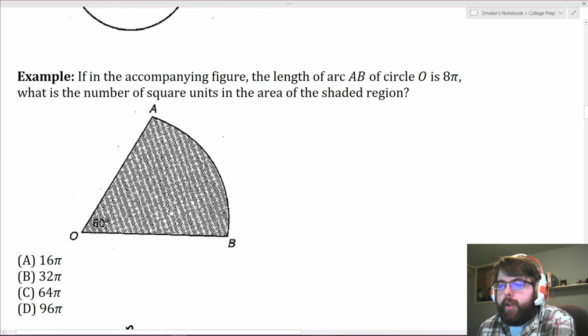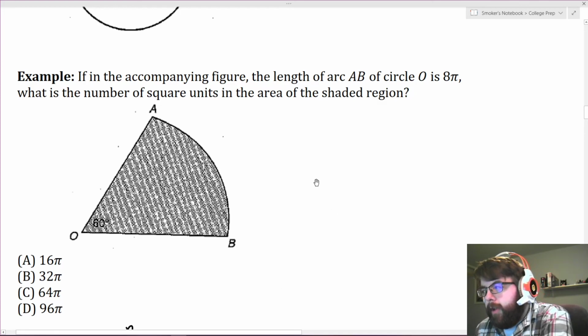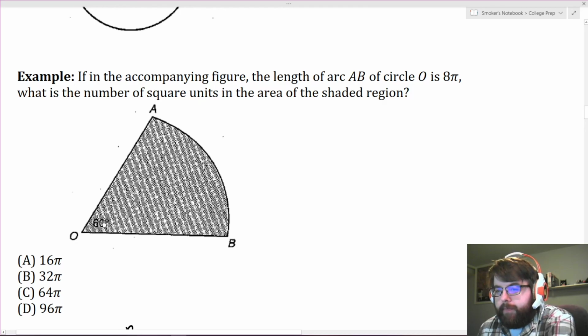So they want to know what the area is given the length of this arc, and you can see that that's 60 degrees. So I'm going to start by using the arc length formula, but we know what it's equal to. So I'm going to put 8 pi in for L and solve for r, because in order to find the area of this sector, we need the angle measure, which we're given, and we need the radius. We don't know the radius. We're not given what the radius of this circle is.